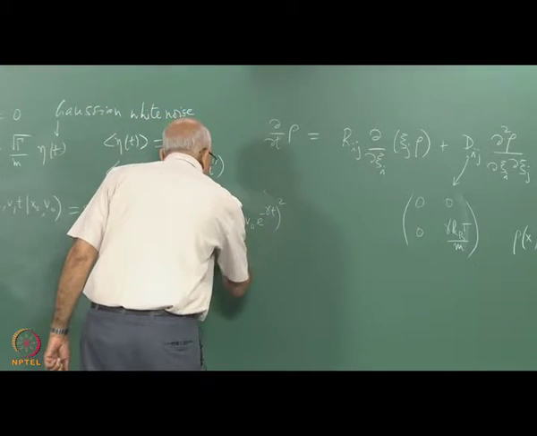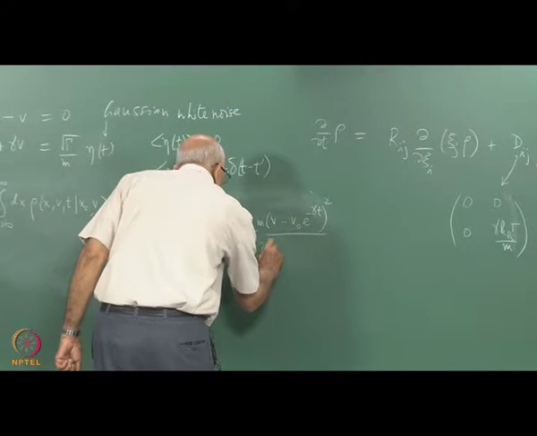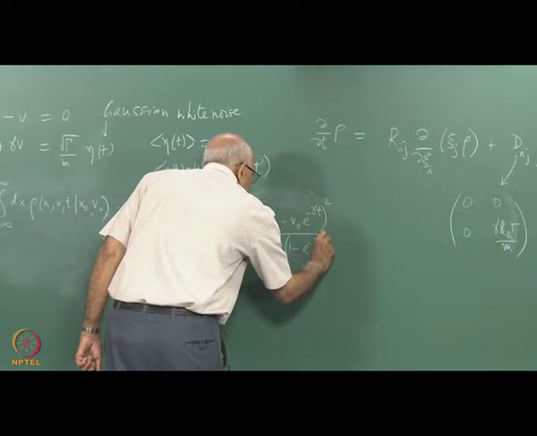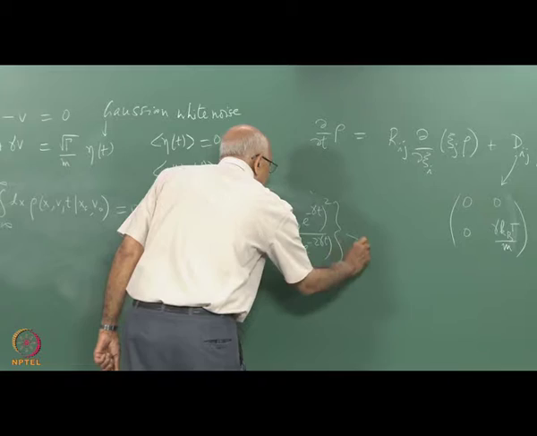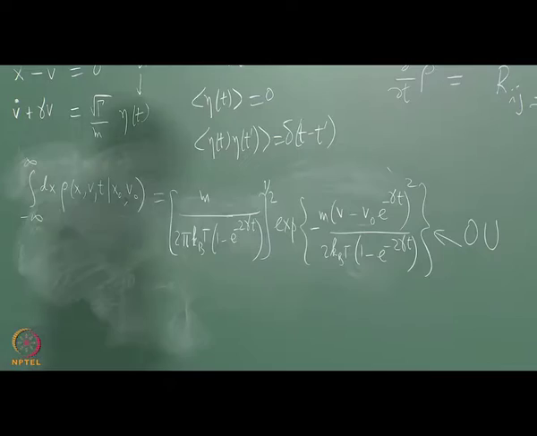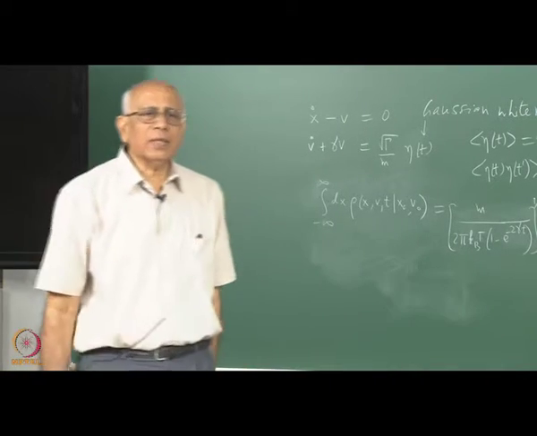So it is this squared, divided by m times that over 2 k Boltzmann T times 1 minus e to the minus 2 gamma t. This is the Ornstein-Uhlenbeck distribution. So indeed, it will turn out after you integrate over the position, you end up with this. Okay. What would you expect if you integrate over the velocity instead?